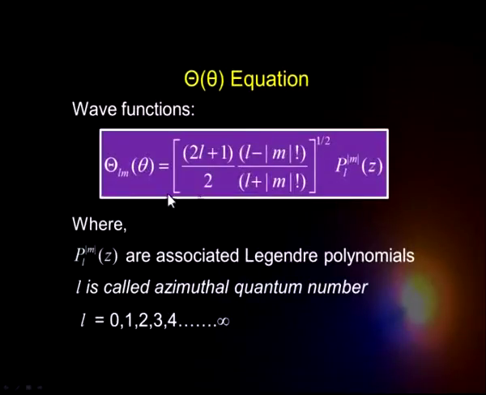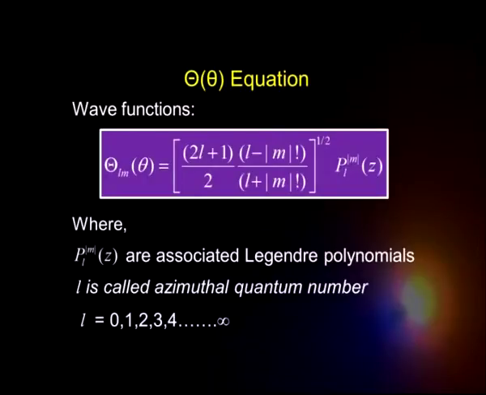Okay, when I proceed further to my theta equation, what do I get now? I get three things. First, I will get a series of functions. So now, theta is my variable, and these are the wave functions. Forget about this expression. What you have is another expression here, which basically are associated Legendre polynomials.